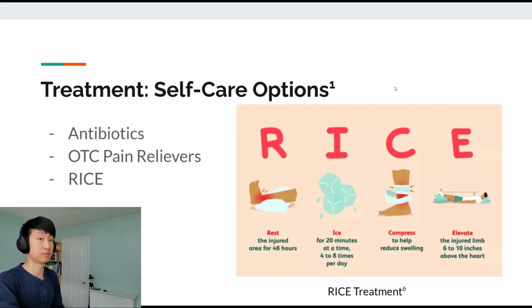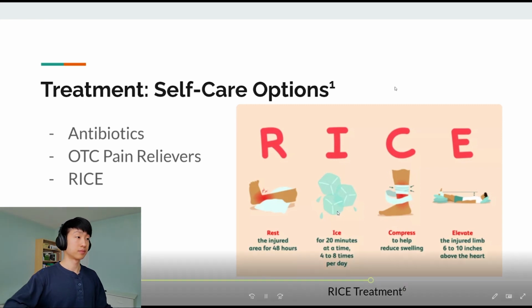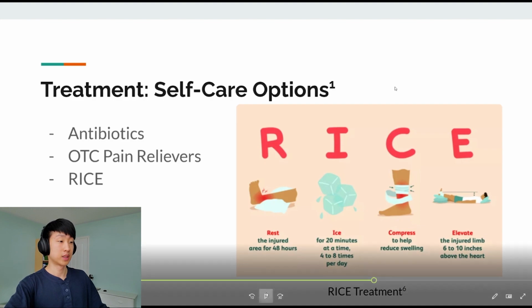Now, these would be antibiotics, over-the-counter pain relievers, and rice, which is... Originally I had a picture of actual rice there, not because I didn't know what the rice treatment is, but because I wanted to make a joke about rice. But then I just scrapped it because you had to cite every image, and I don't want to cite a picture of rice. So, yeah, that's why sometimes I reuse some of the images, so I don't have to recite every single one of them, because I had a lot of images at first.